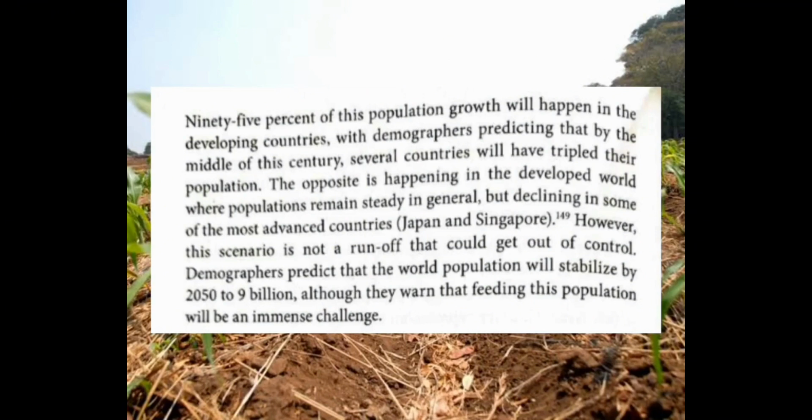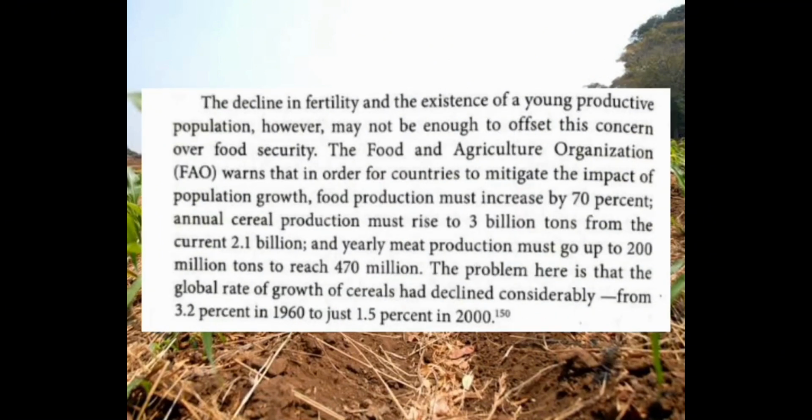But stabilizing a population is a very challenging and difficult part of one's country because there are instances like teenage pregnancy and unplanned family planning, like how many kids per family, or a plan that you can afford to raise. So the decline in fertility or lower birth rate, and the existence of a young productive population, however, may not be enough to offset this concern over food security.